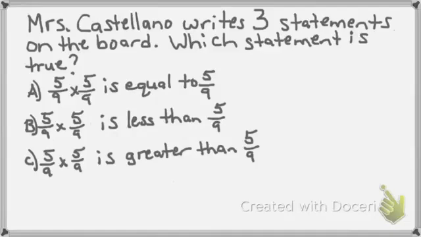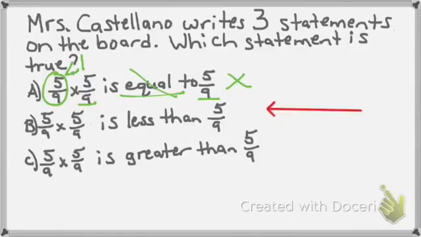And let's take a look at the final problem. If looked at quickly, lots of kids get this problem wrong, so let's look carefully. Mrs. Castellano writes 3 statements on the board. Which statement is true? A, 5/9 times 5/9 is equal to 5/9. Underline the last fraction. Find the same fraction earlier in the problem. If there's 2, pick one and underline it. Circle the other fraction. In this case, it's 5/9. Is that fraction greater than 1, less than 1, or equal to 1? Well, 5 is less than 9, so 5/9 has to be less than 1. And this choice says that it's equal to, so that is not correct. A is not a correct choice.